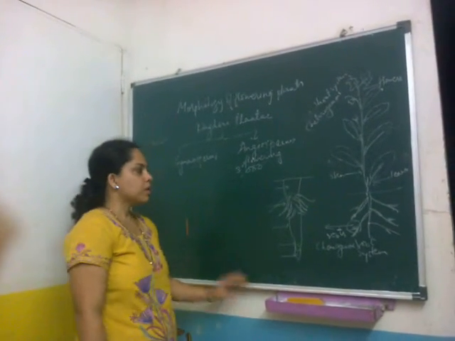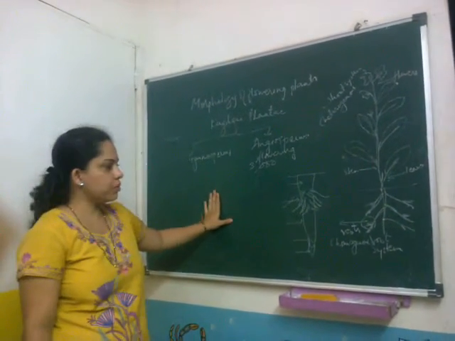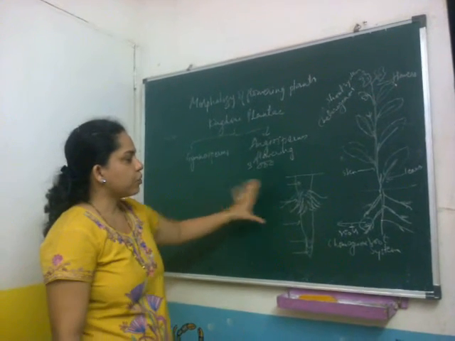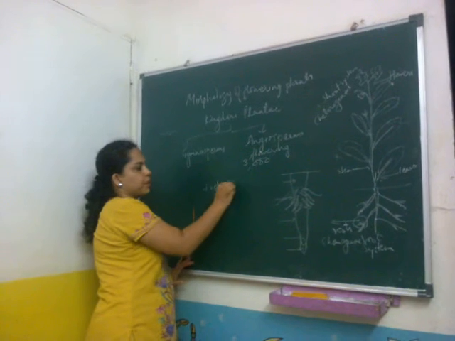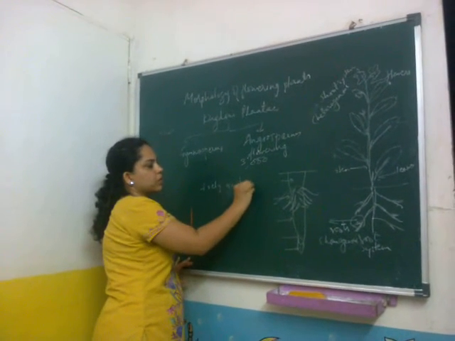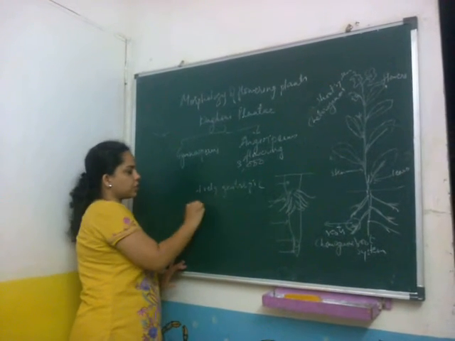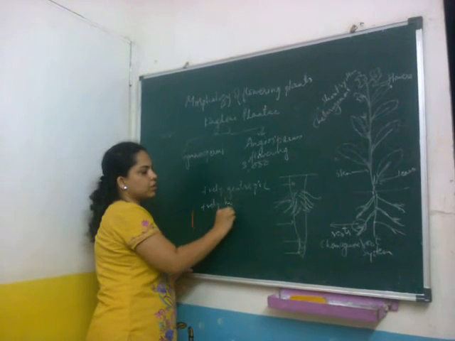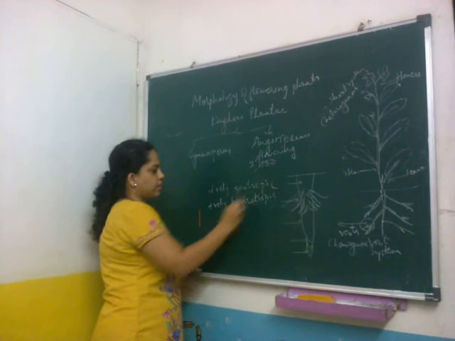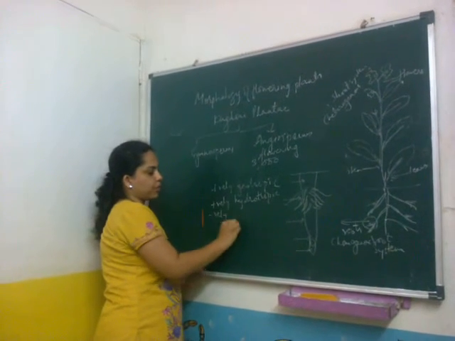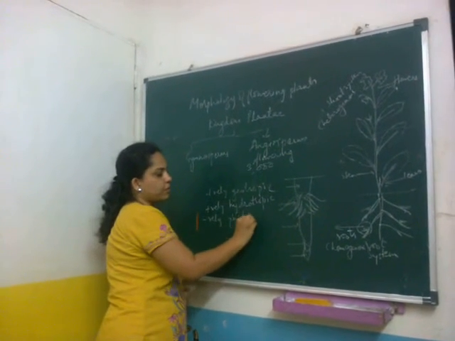Some characteristics of the root we will understand first. First of all, roots are cylindrical. Then, as we say, they are positively geotropic because they are growing towards gravity. Then they are positively hydrotropic because they go deep inside the soil in search of water. And we say they are negatively phototropic because they grow away from the sunlight.